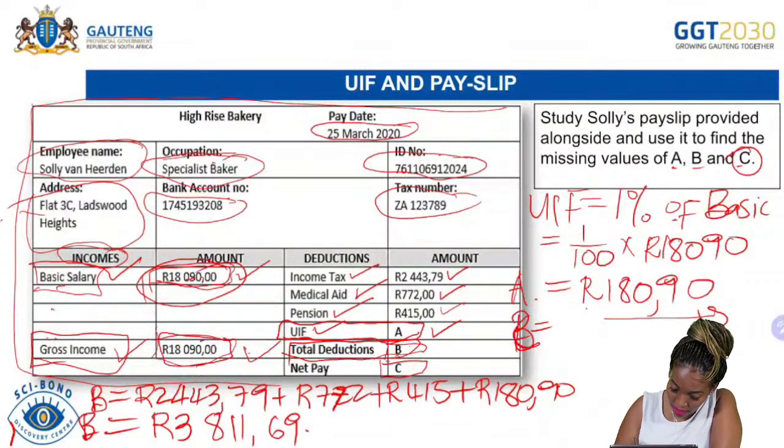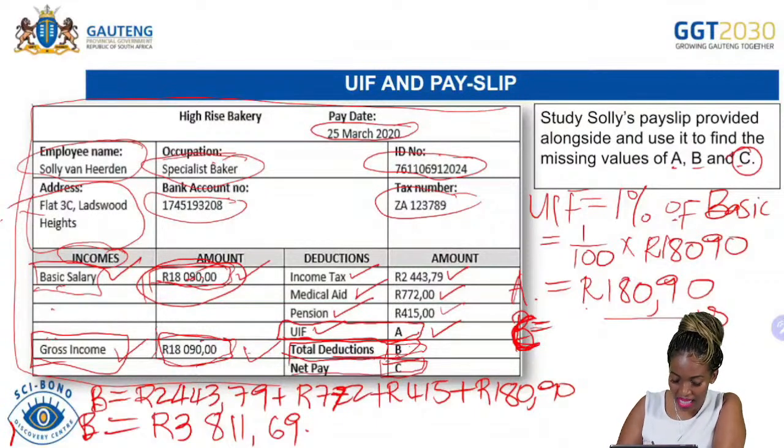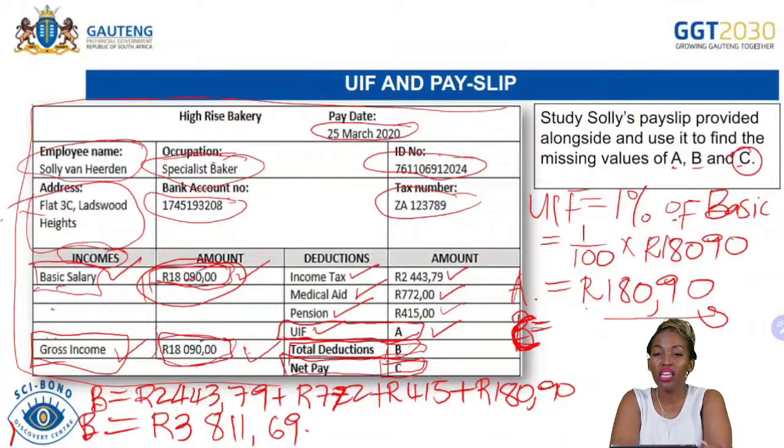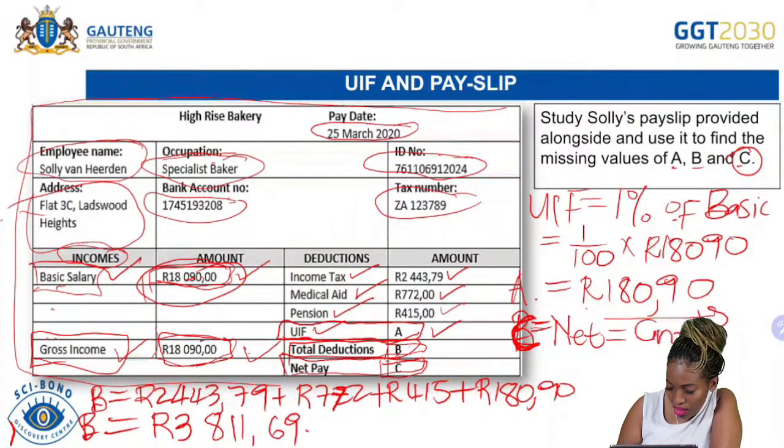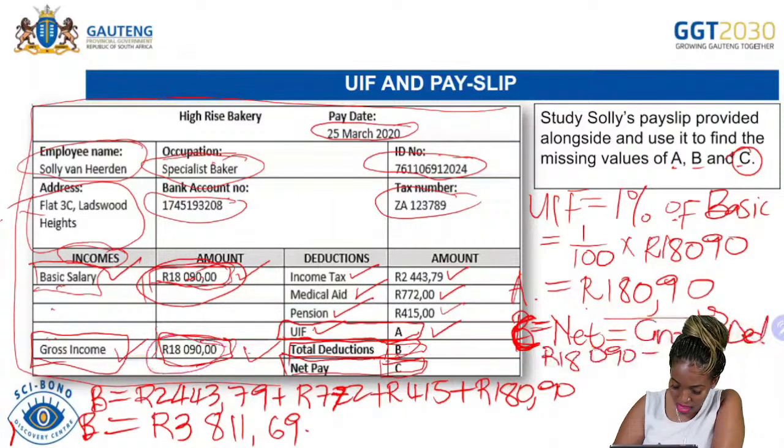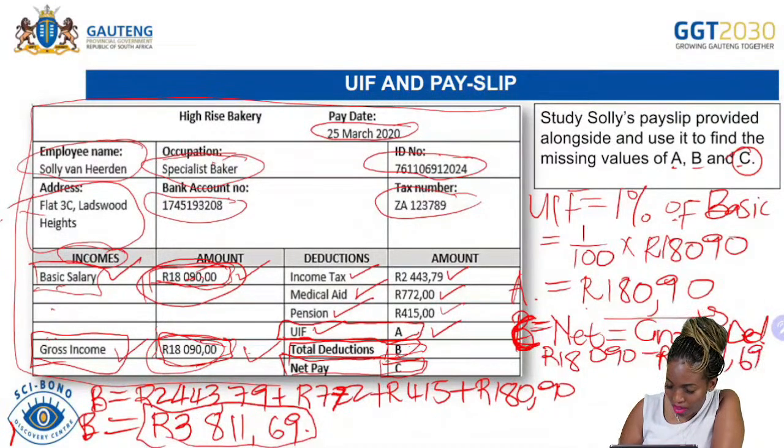Now, let me write C here. Please pardon the mess that you see there. What is our C? C is the net pay. What is your net pay again? It is your pay after all the deductions. I normally use this formula with the letters to say net is equal to your gross minus your deductions. So what is our gross? It is 18,090 minus what is the deductions? 3,811 and 69.